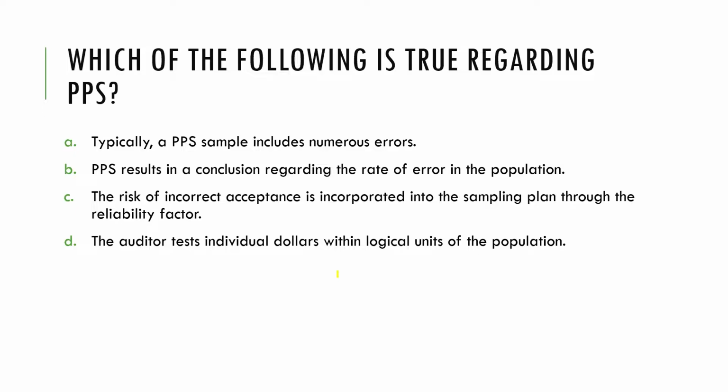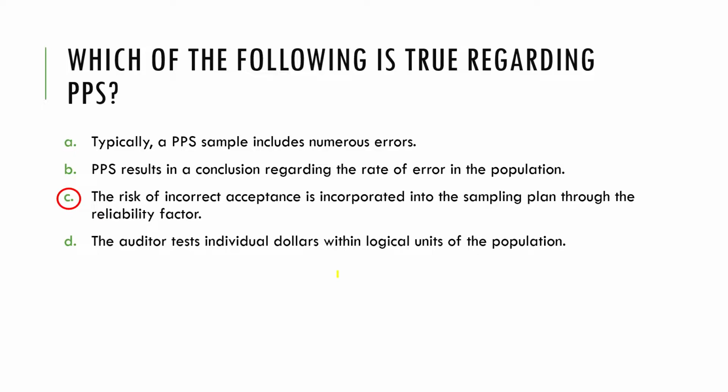Letter A, typically a PPS sample includes numerous errors. Letter B, PPS results in a conclusion regarding the rate of error. But then PPS utilizes the peso amount, no, or the dollar amount as a sampling unit. Letter C, the risk of incorrect acceptance is incorporated into the sampling plan through the reliability factors. Or delta, the audit tests individual dollars within logical units of the population. And we know the answer to this one to be Charlie, right?